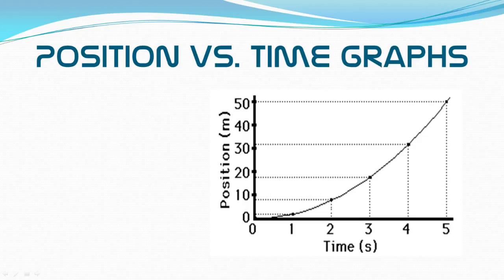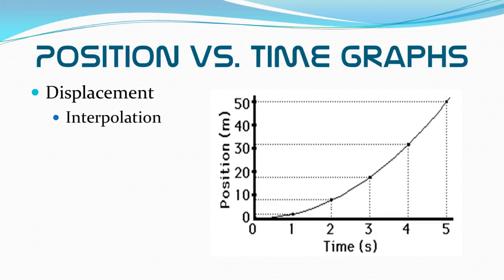Position versus time graphs can tell us a couple different pieces of information. To find the displacement on a position versus time graph, I'm going to use interpolation. If I wanted to know how many meters I had displaced in 4 seconds, I would simply read the graph. I go over to 4 seconds on the x-axis and follow it up until I hit the graph. At 4 seconds, I've displaced about 31 meters.